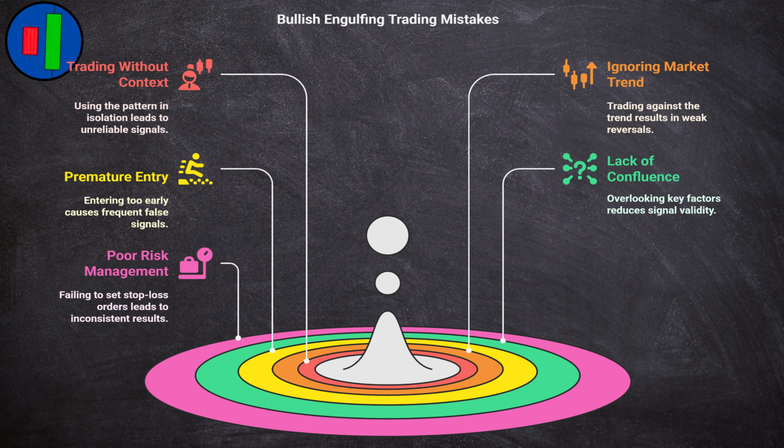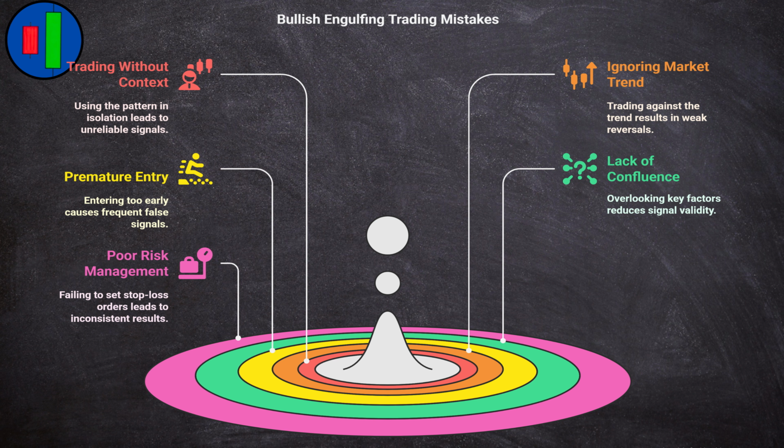Ignoring market trend. Trading bullish engulfing patterns in strong downtrends often results in weak, short-lived reversals. The pattern works better as pullbacks in uptrends or at significant support levels. Premature entries. Entering immediately after the engulfing candle closes without waiting for confirmation, such as price breaking above the candle's high, leads to frequent false signals.